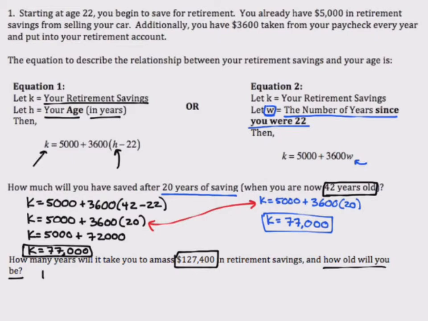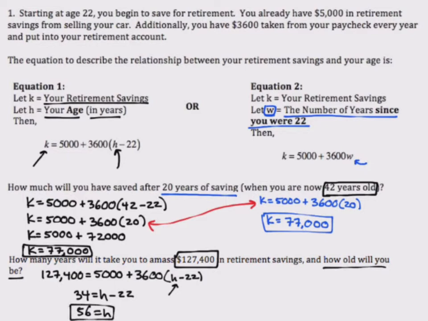So we have $127,400 equals that 5,000 we started with, plus 3,600 a year, times H minus 22. And now all we have to do is solve for that variable H, and we'll know exactly how old we are when we reach 127,400 in savings. And after doing some steps with this equation, we end up with 34 equals H minus 22, and we find that we will be 56 years old when we reach that mark in savings.